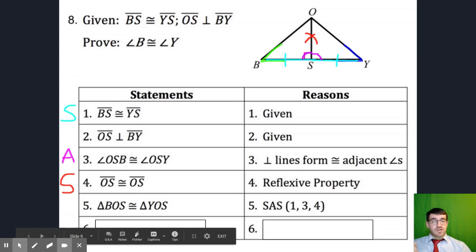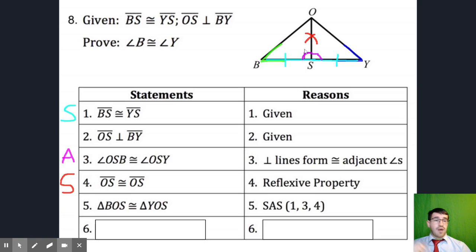But that's not what we're trying to prove in this one. We are trying to prove that angle B is congruent to angle Y. Because we've proved triangle congruence, we know that angle B is congruent to angle Y by CPCTC. And that's all for this problem. We have one more coming up.